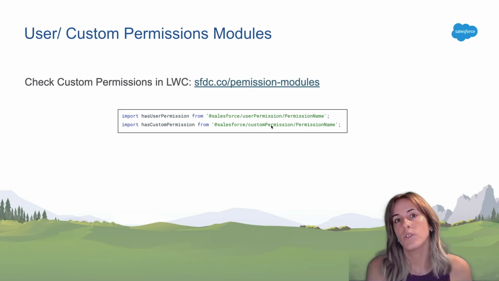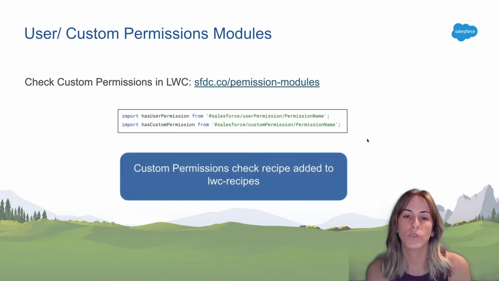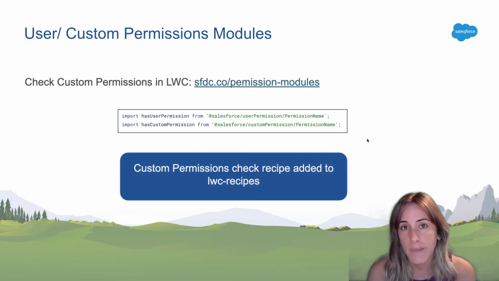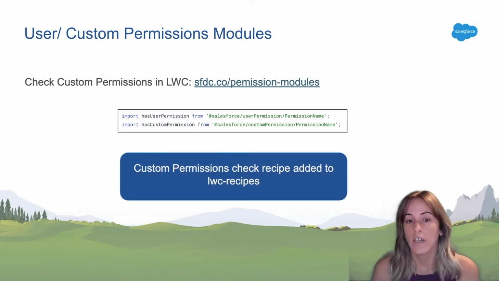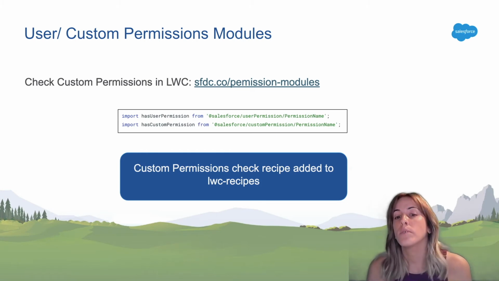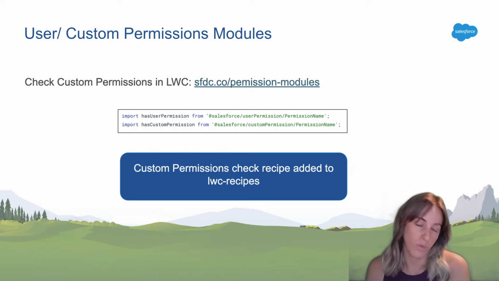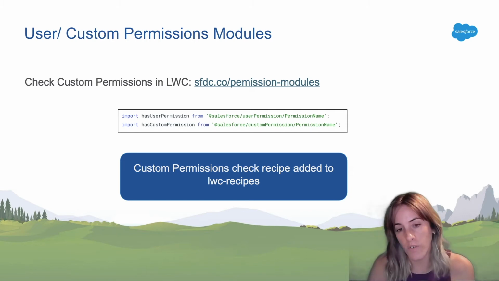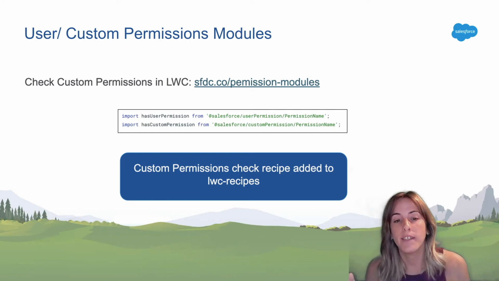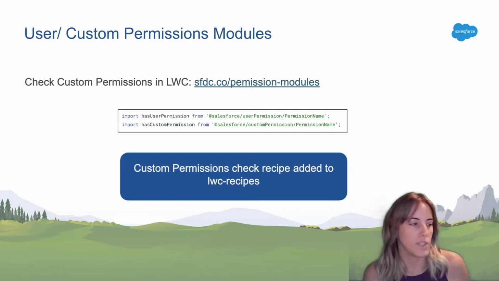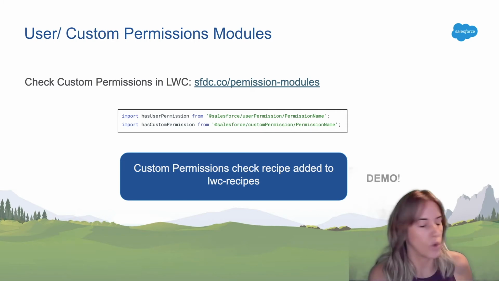Again, we wanted to highlight that in our sample gallery, and what we did was to create a new recipe that checks for a custom permission and conditionally shows one piece of markup or another piece of markup depending on that custom permission. And I'm going to show you that.